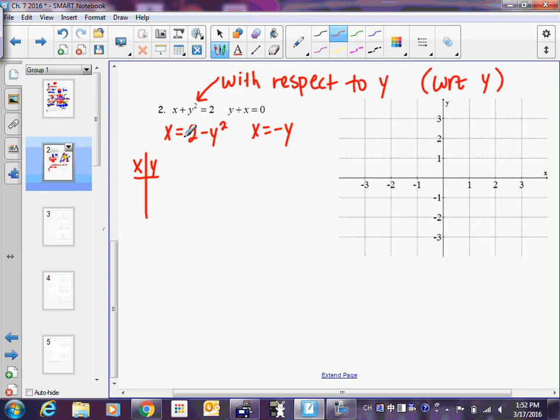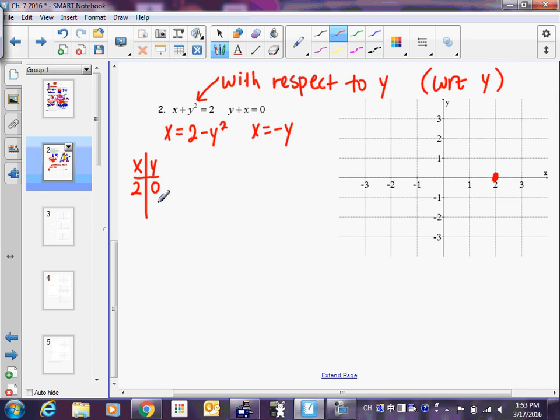Okay. Now, because this is in terms of y, when you do the T-chart, plug the number in the y column first. Otherwise, you're going to get confused as to what you should even try to let x equal. So if y is 0, then what does x equal? 2. So (2, 0) is actually going to be the vertex of this parabola.